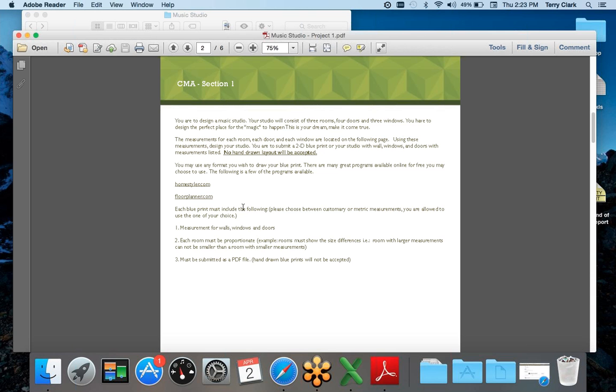Okay, so no hand drawn. It's got to be 2D. If you use Home Stylers or Floor Planner, it's going to automatically be 2D. If you don't use Home Stylers or Floor Planner, then you probably need to make sure it's 2D and not 3D. And everybody knows 2D is two-dimensional, length and width, versus length, width, and height. If it pops out of the page like a 3D movie, that's not 2D. 2D is just flat, like the screen right now is 2D.